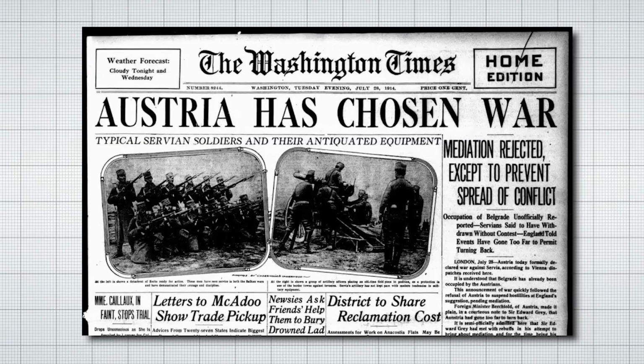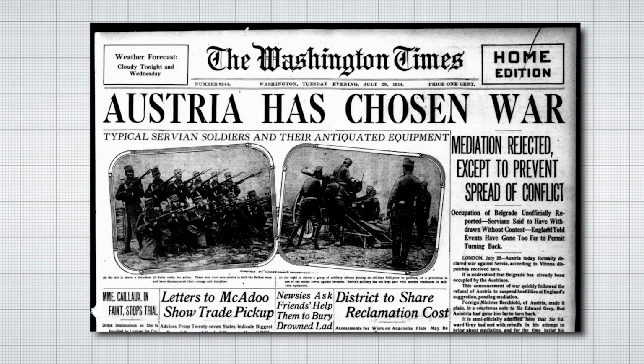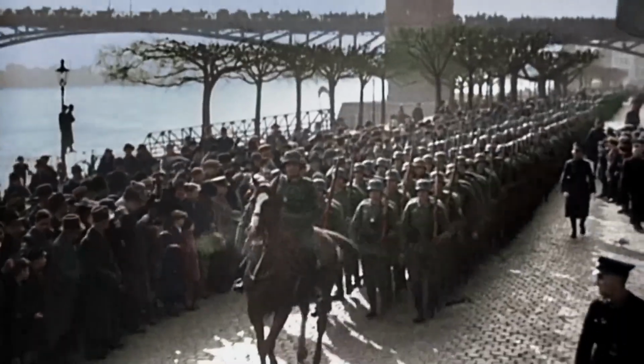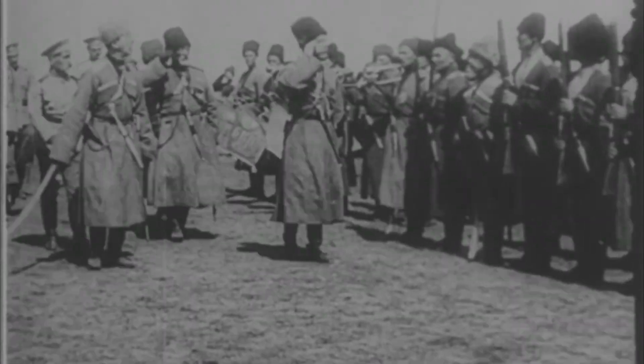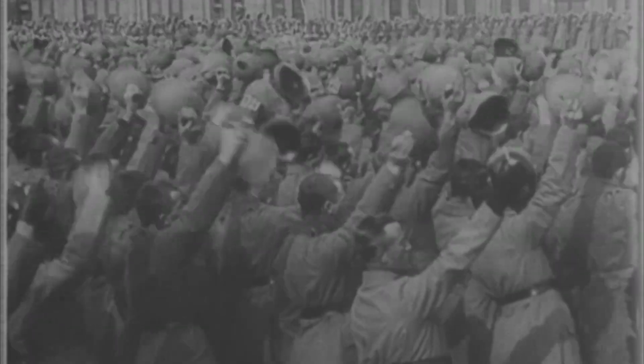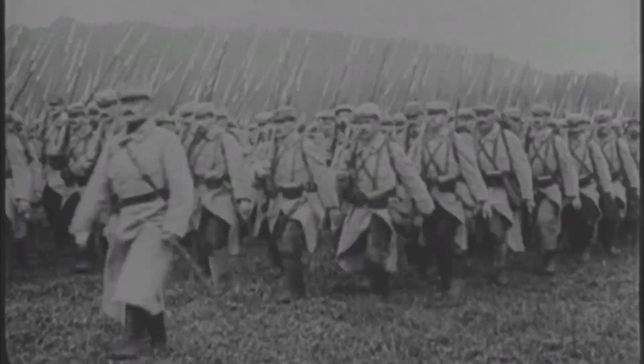Austria-Hungary viewed this as an act of aggression by Serbia and declared war. Within weeks, the system of alliances dragged the major powers into conflict. Russia mobilized to defend Serbia, which led Germany to declare war on Russia. France and Britain, allies of Russia, were soon involved, and the war spread rapidly.